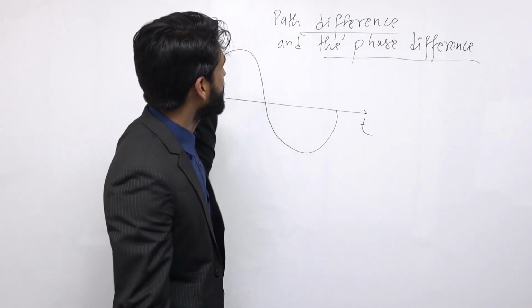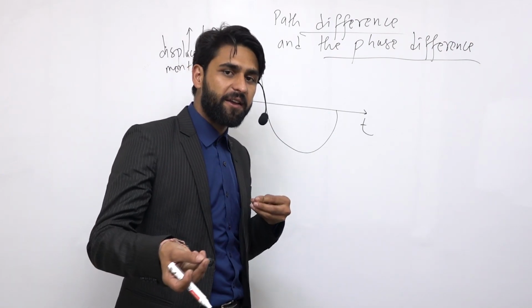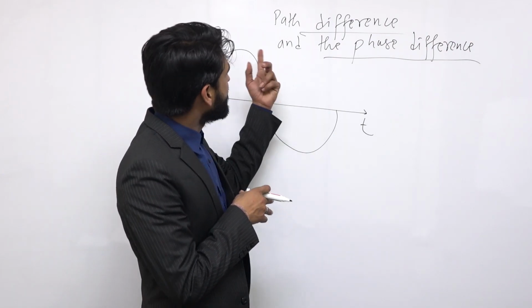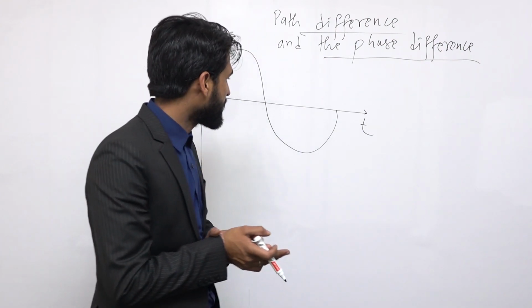Most of the students are confused with things like what is phase difference, path difference. We always say that whenever there is 2 pi of phase difference, then there is a path difference of lambda, and all these things. So what are these things?